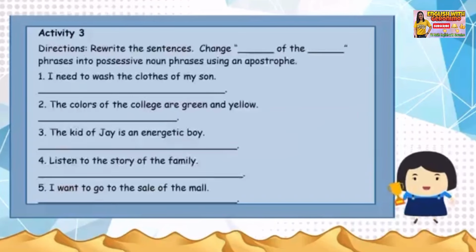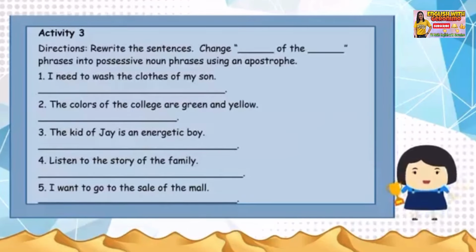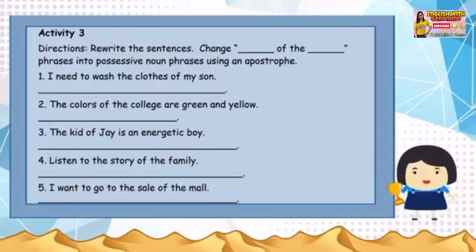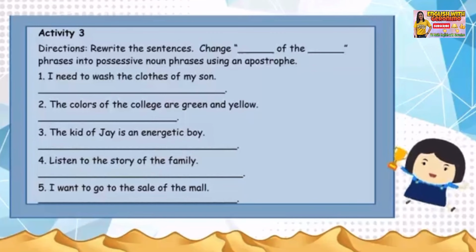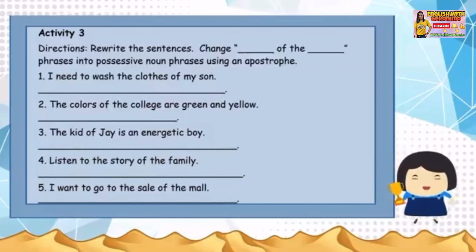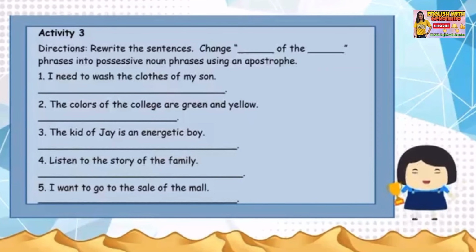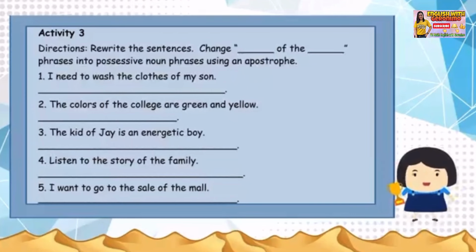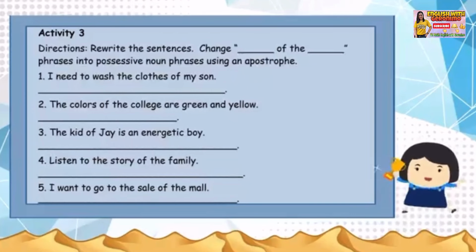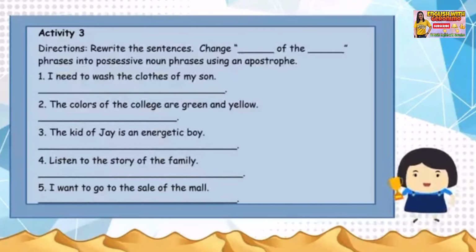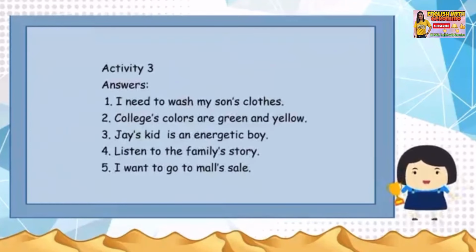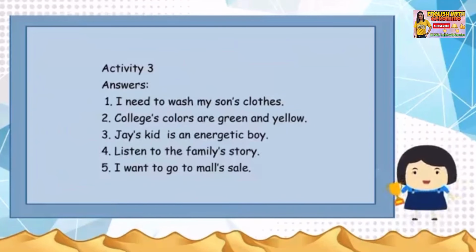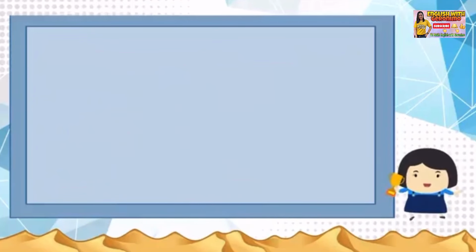Now let us continue and let's have activity number 3. Directions. Rewrite the sentences. Change the phrases into possessive noun phrases using an apostrophe. Write your answers in your notebook. Begin. Time's up. Here are the answers. Congratulations, kids! You did a great job.